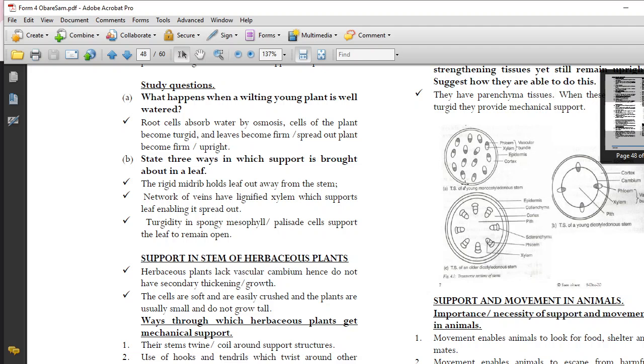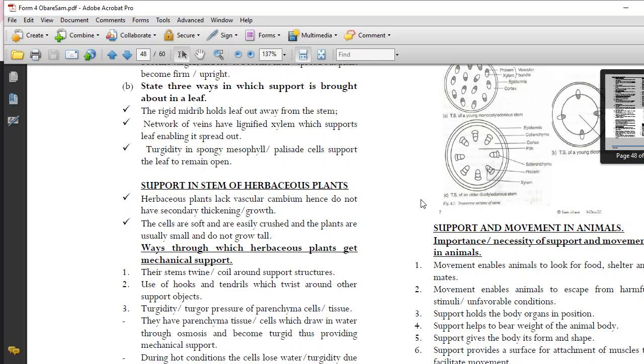Like in the year 2022, the candidates were given a slide, and that is in paper 3, and they were supposed to identify the slide so that they can classify that particular plant from which that slide was obtained. So what I'm saying is, look at those support tissues and how they provide support in plants.